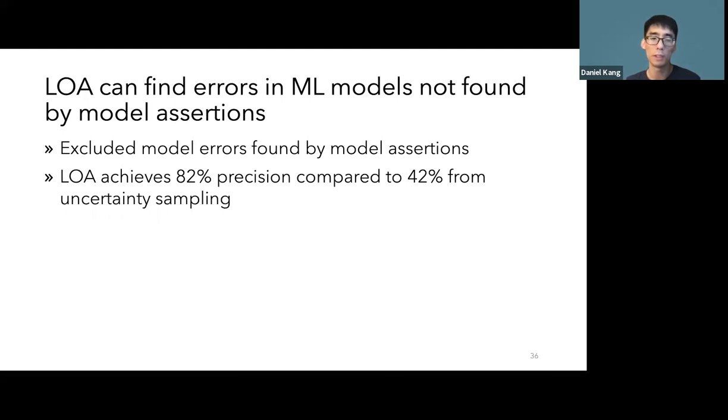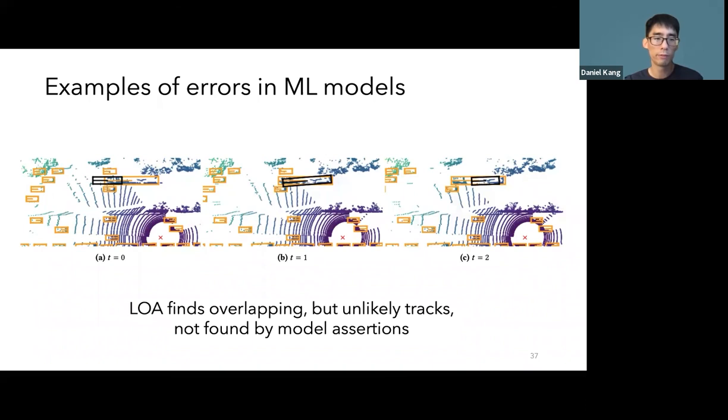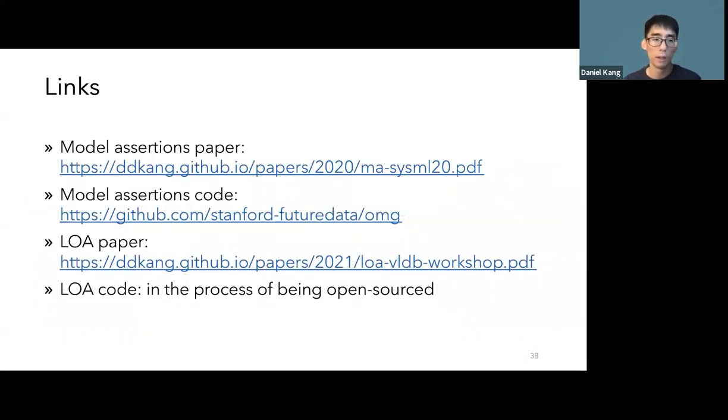As a concrete example of errors found in ML models, we can see that in here, the orange is the ground truth, and here the boxes in black are predicted by the model. As we can see, the model predicted boxes are inconsistent over time, and so LOA can flag them as being likely to be erroneous. And so in particular, LOA can find overlapping but unlikely tracks not found by model assertions.